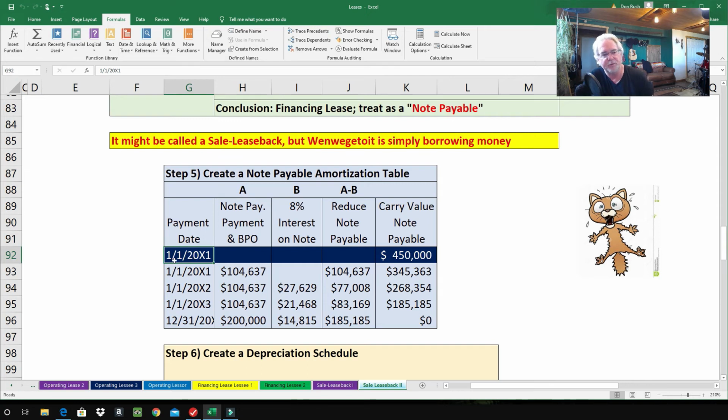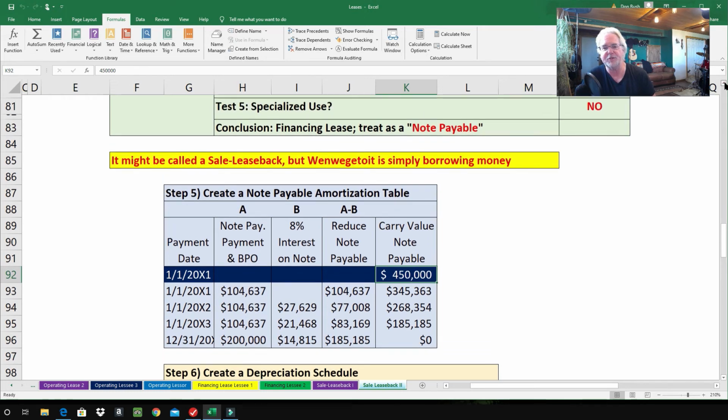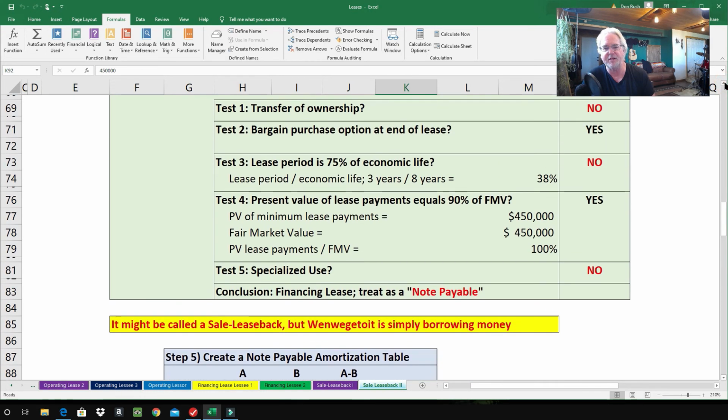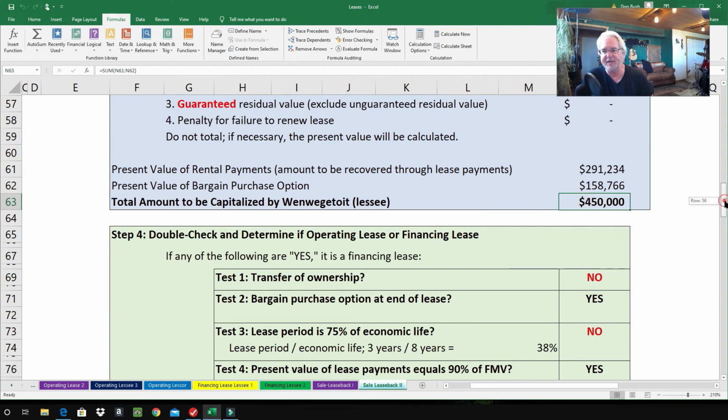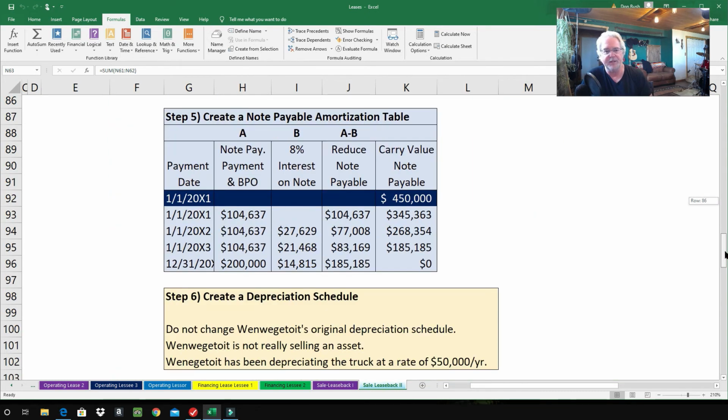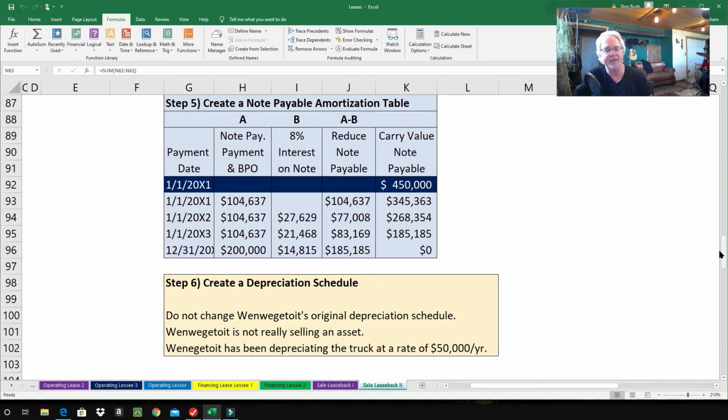So here's what we do on 1-1 2001. At the beginning of 2001, we have to write down the carrying value of the note payable. Well, the carrying value of the note payable is going to be $450,000, which is the fair market value of the minimum lease payments. It's the amount to be capitalized, if you want to say it that way. So here we go. And here are the payments.